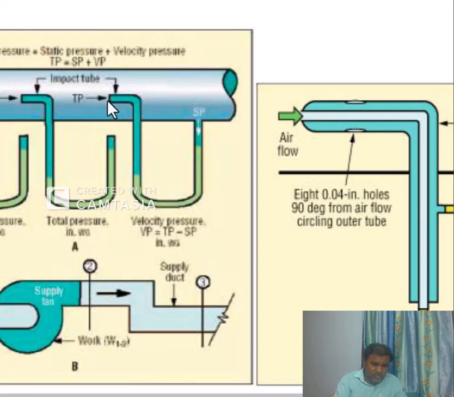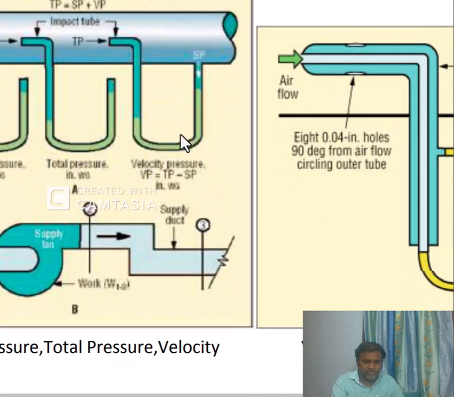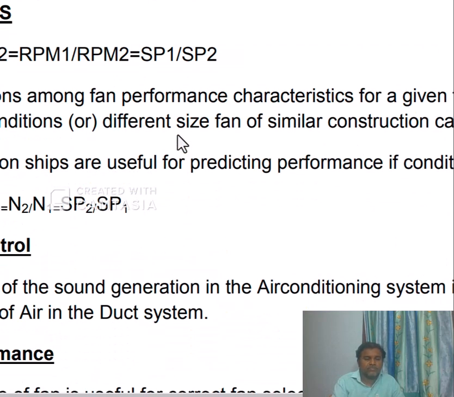To find velocity pressure, again it is the same thing, it is facing towards the air and vertically connecting to the pipe. This is called velocity pressure. These are called pitot tubes. You can find the static pressure, velocity pressure as well as total pressure using these methods. Fan loss I already told you. CFM2 by CFM1 is equal to N2 by N1 and SP2 by SP1.